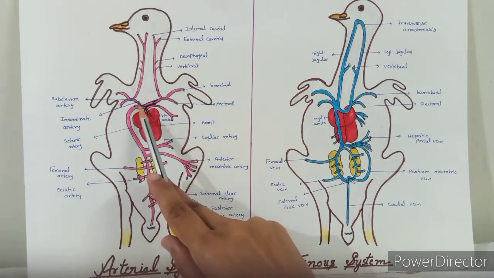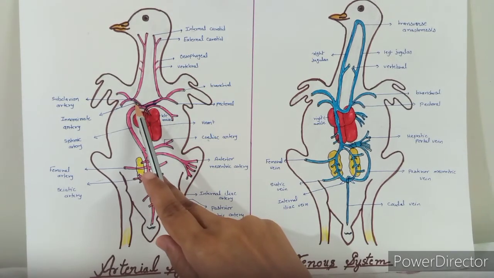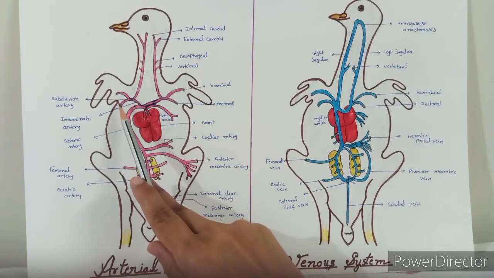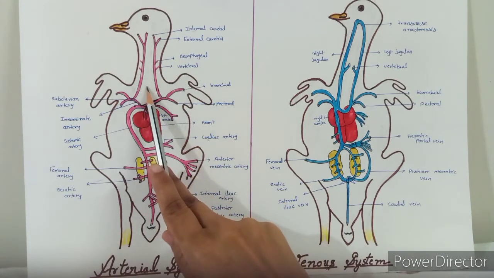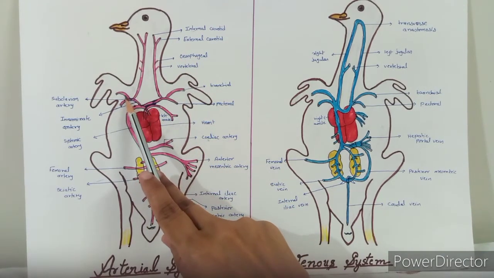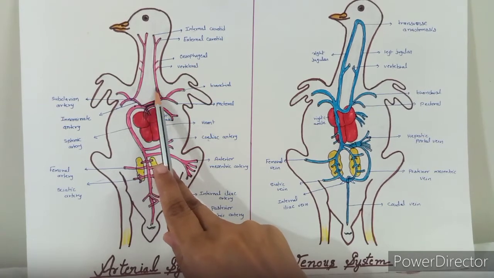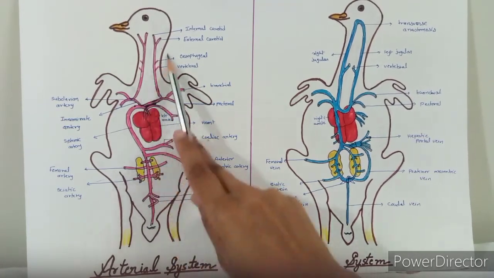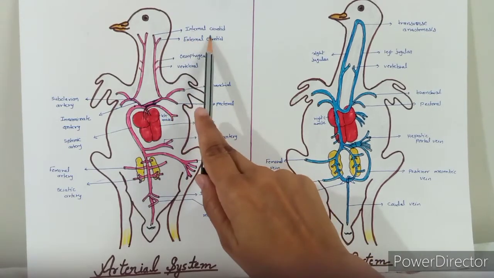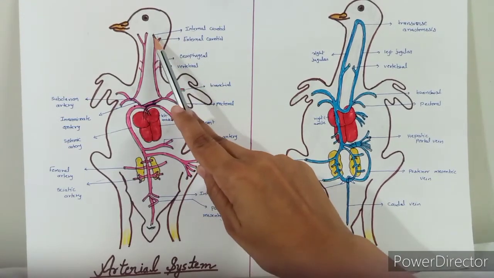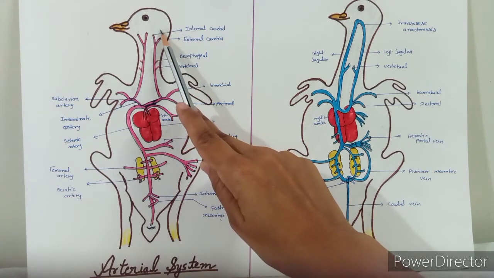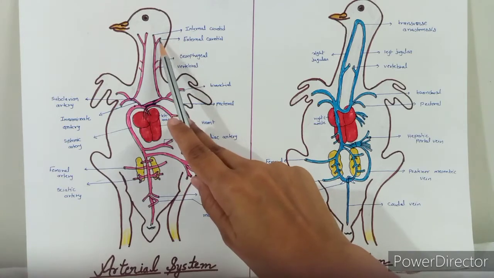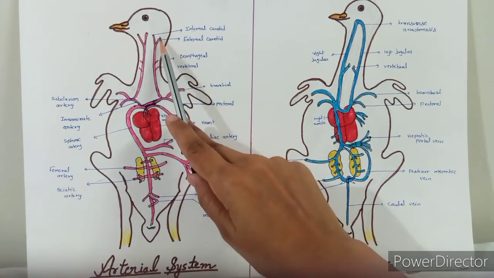And two innominate arteries. This is the two innominate arteries. Okay, so the innominate artery is further divided into two parts. These two parts: first is the common carotid and second the subclavian. Okay, this is the subclavian, this is the common carotid. So the common carotid is further divided into two parts: internal carotid and external carotid. Internal carotid supplies the oxygenated blood to the internal part of the head, and external carotid supplies the blood to the external part of the head.